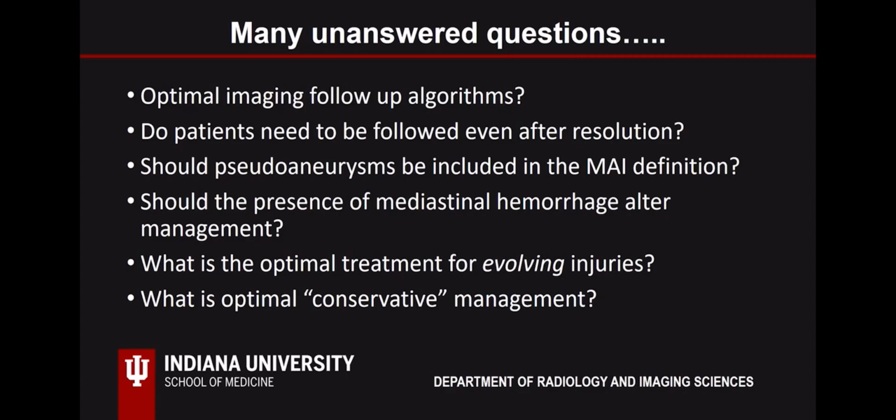Should the presence of mediastinal hemorrhage alter management? Does the presence of mediastinal hemorrhage or periaortic hemorrhage in the setting of a minimal aortic injury indicate that the injury is actually more significant than what we think? What's the optimal treatment for evolving injuries? And what is the optimal conservative management for minimal aortic injuries?